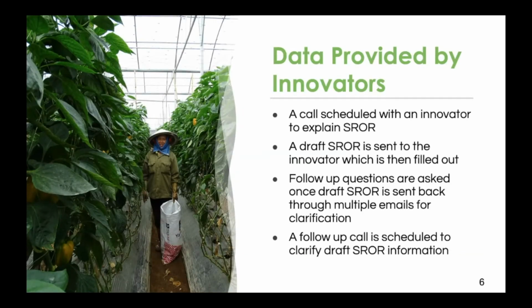So the primary way that data was provided was by innovators, where a call was scheduled with an innovator. A draft, like I said, a template was sent to the innovator, it was filled out, and then the follow-up questions were asked, and multiple emails were exchanged to clarify this information, and the final call was set for the final data.